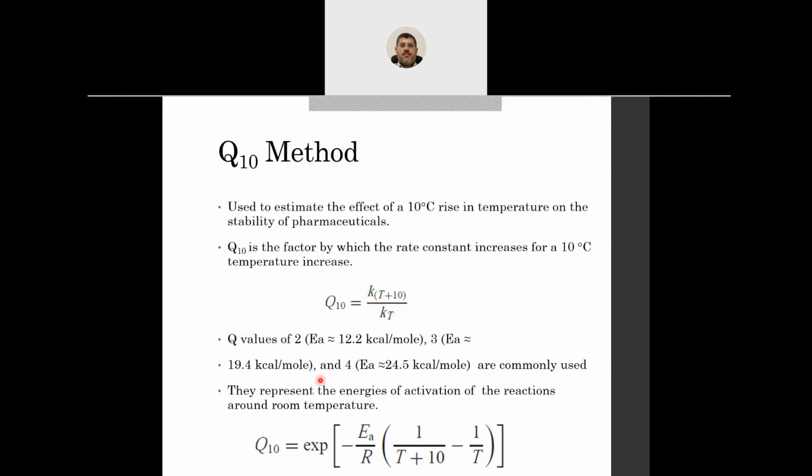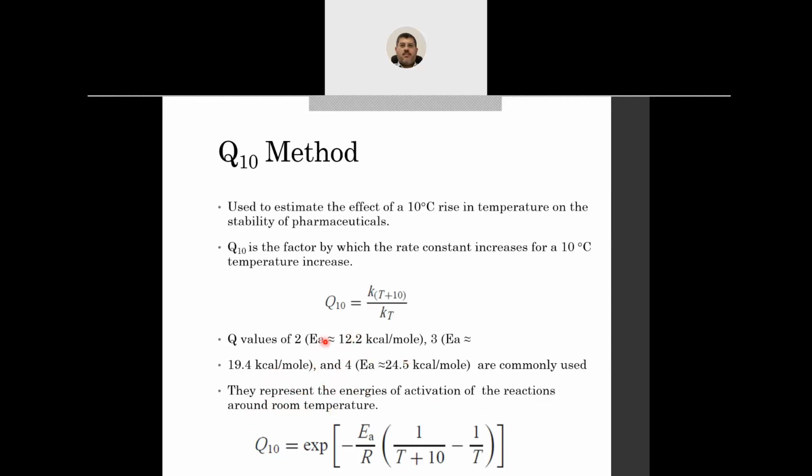Q value is usually 2, 3, and 4, depending on the value of activation energy. Okay, these are the values that are usually used in studies. And these represent the energies of activation of the reactions around room temperature.